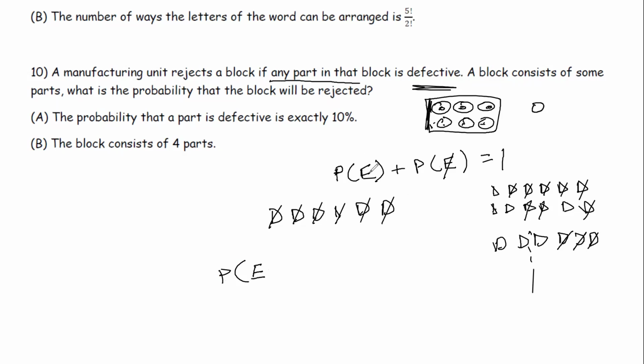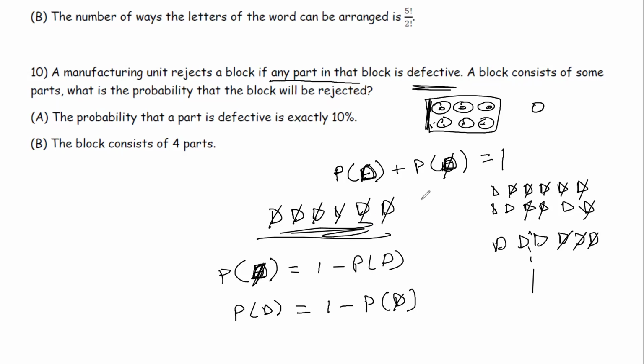So let's say this is P of D, meaning defective and not defective. So the not defective is equal to 1 minus the probability that it is defective. Correct. Or the probability that it is defective is 1 minus the probability it is not defective. So this is possible.